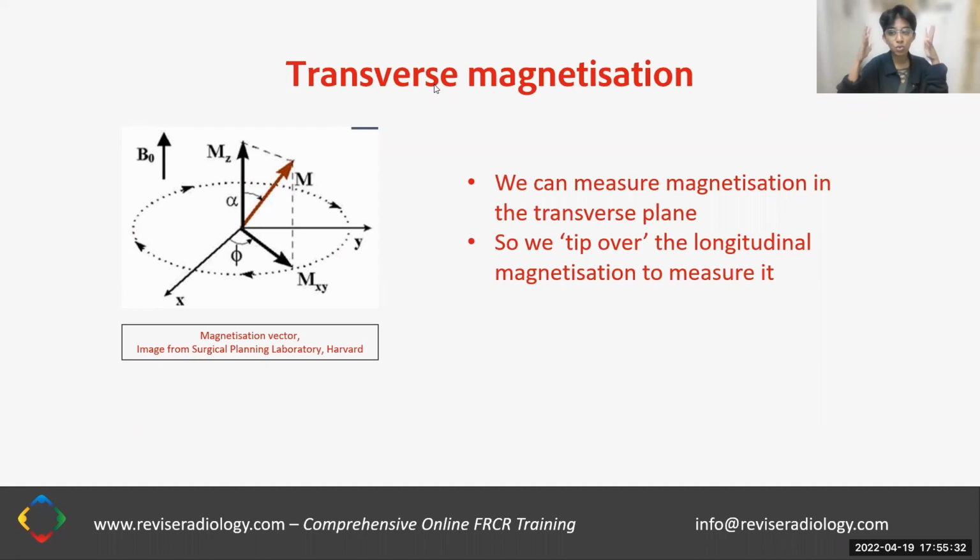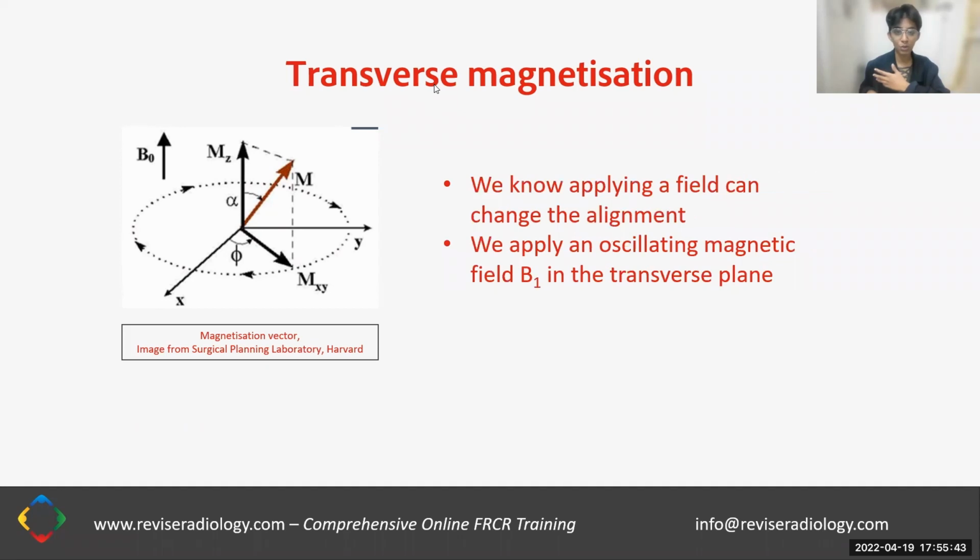is that this magnetization that we're thinking of as a spinning magnet, we need to force this spin to tip over so that we can measure it. How do we do that? We have the answers already. We know that applying a field causes the alignment to change. So what we do is we just apply a magnetic field B1 in the transverse plane, in the direction that we want the magnet to change to.